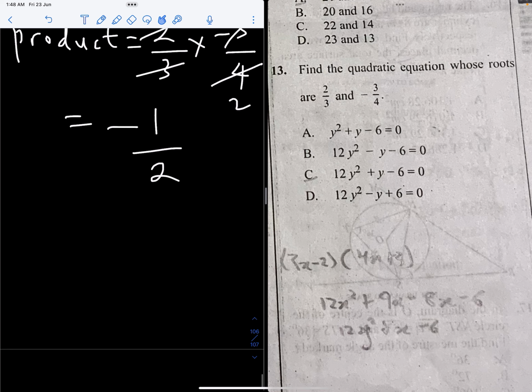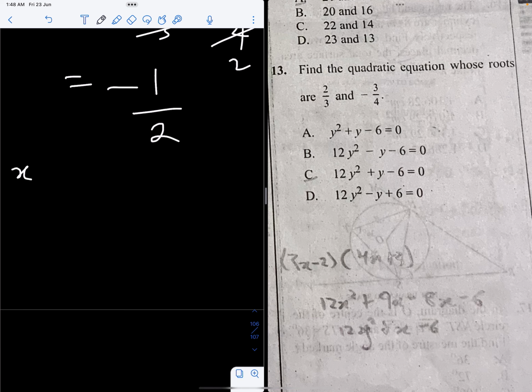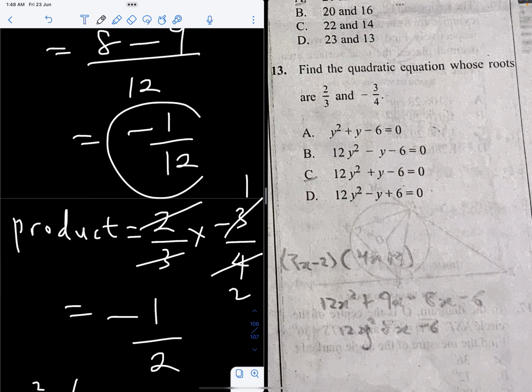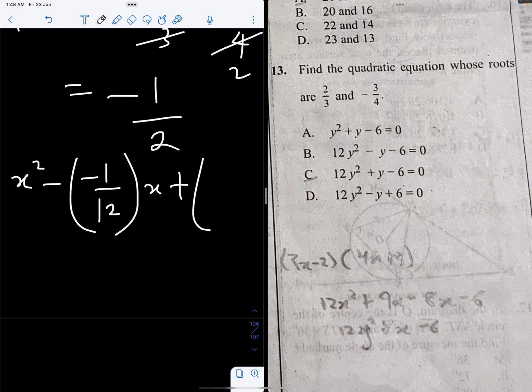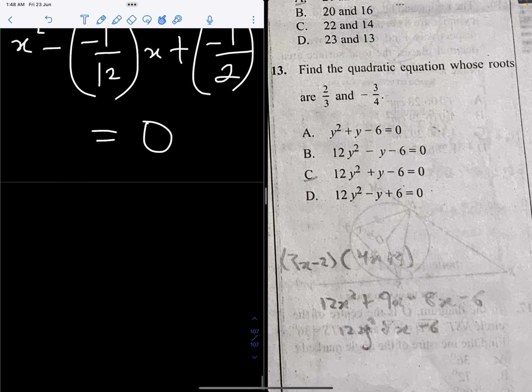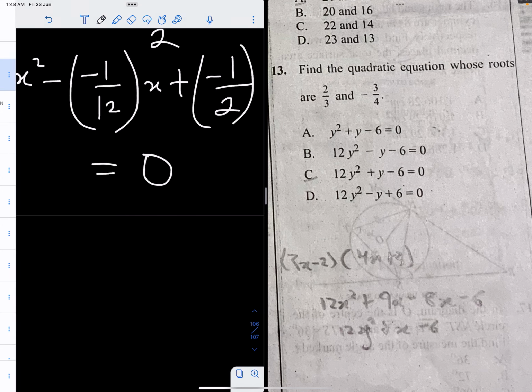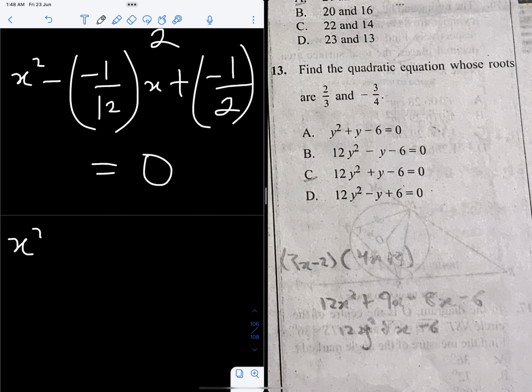So now the quadratic equation is x squared minus the sum of roots. The sum of the roots is minus 1 over 12. So that's x squared minus, into bracket, minus 1 over 12 times x, plus the product of roots, which is minus 1 over 2, equals 0. And that simply gives us x squared plus 1 over 12 x minus 1 over 2 equals 0.